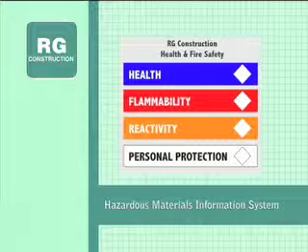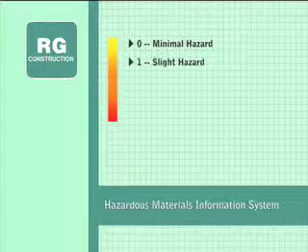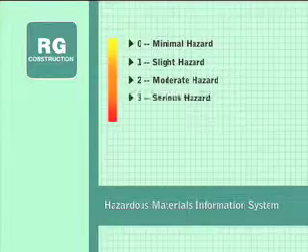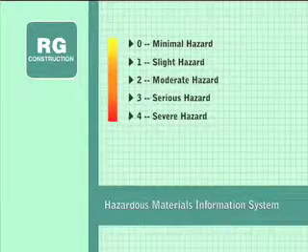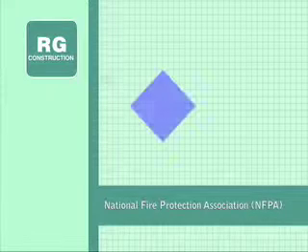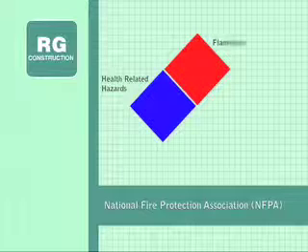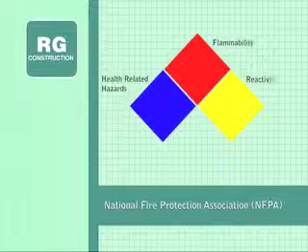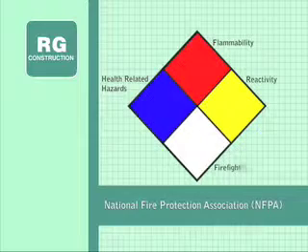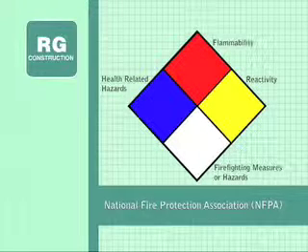In addition, this system uses numbers for each of those first 3 bars, blue, red, and orange. This determines the severity of the hazard: minimal, slight, moderate, serious, or a severe hazard. The second labeling system is the National Fire Protection Association. This label is diamond-shaped, consisting again of 4 colors, which are blue for health-related hazards, red for flammability, yellow for reactivity or physical hazards, and white to denote special firefighting measures or hazards.